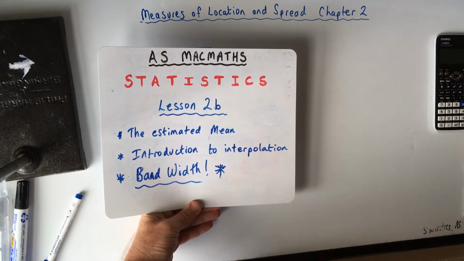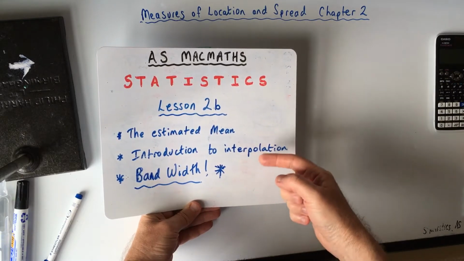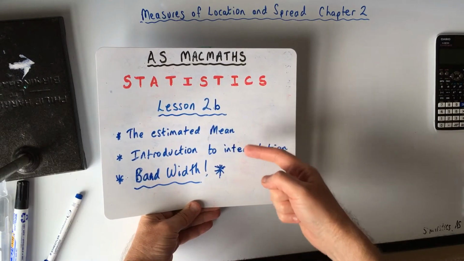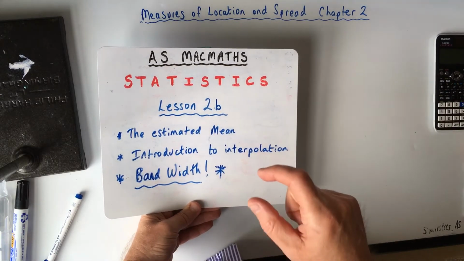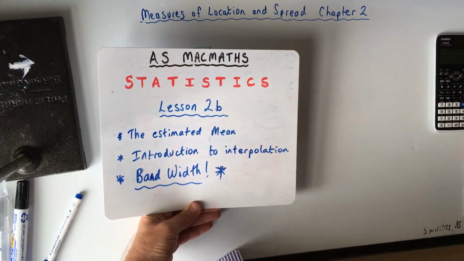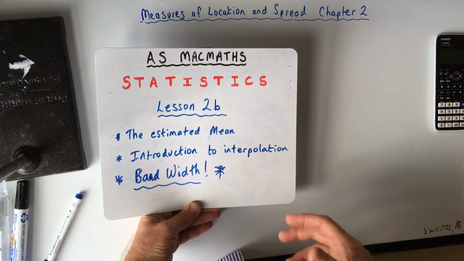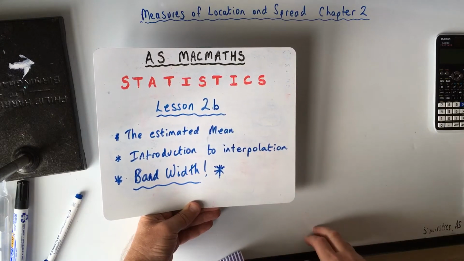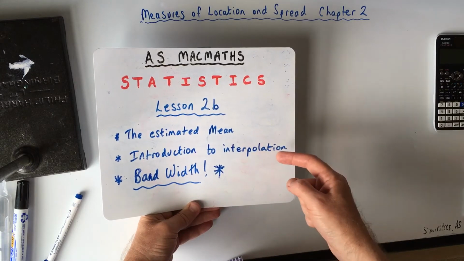So this is lesson 2B, and I'm going to look very quickly at estimated mean because you've done it before, and then from that I'm going to look at the estimated median. Not which group the median is in, that's GCSE. I'm looking at an estimate for the median from this, and that is an introduction to interpolation. It's effectively what we do when we're doing cumulative frequency, but from a table. So we're going to look at that.